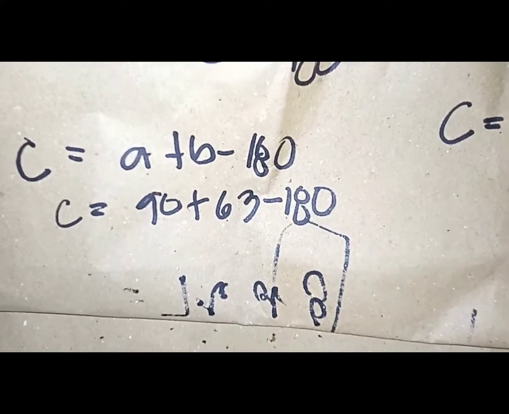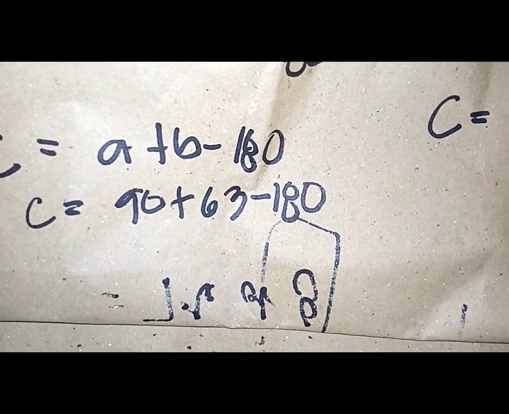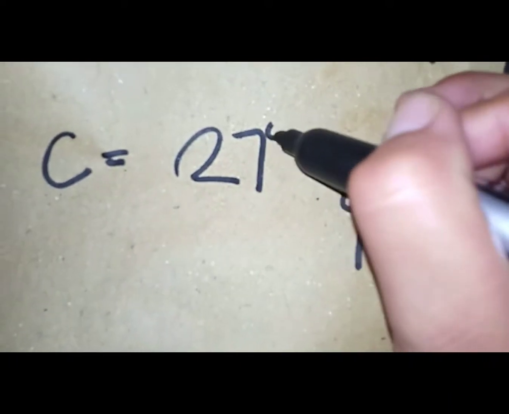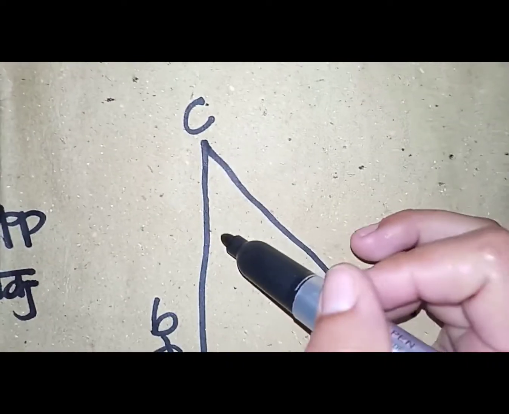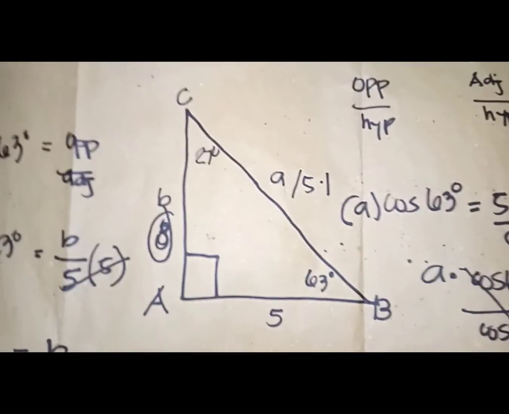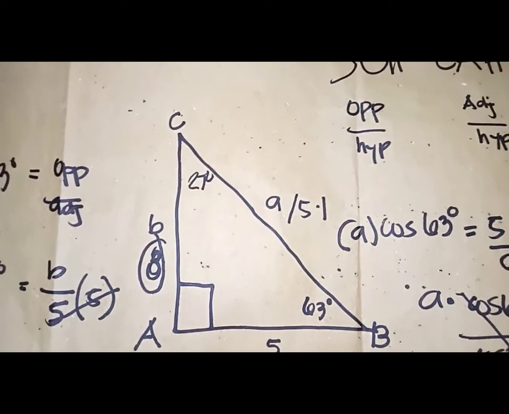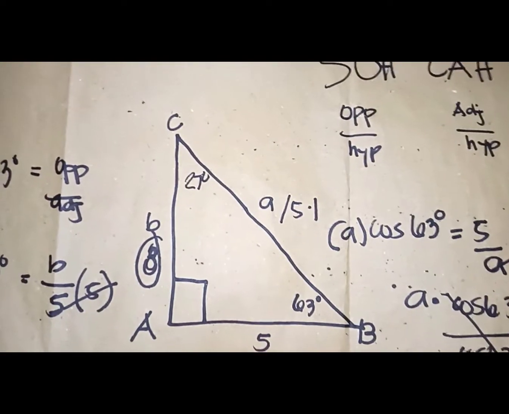So, the missing angle is, just add the 90 and 63, which is equal to 153. And 180 minus 153 is equal to 27 degrees. So, our angle C here is equal to 27 degrees. And that's how to solve the missing sides and missing angles of the right triangles.